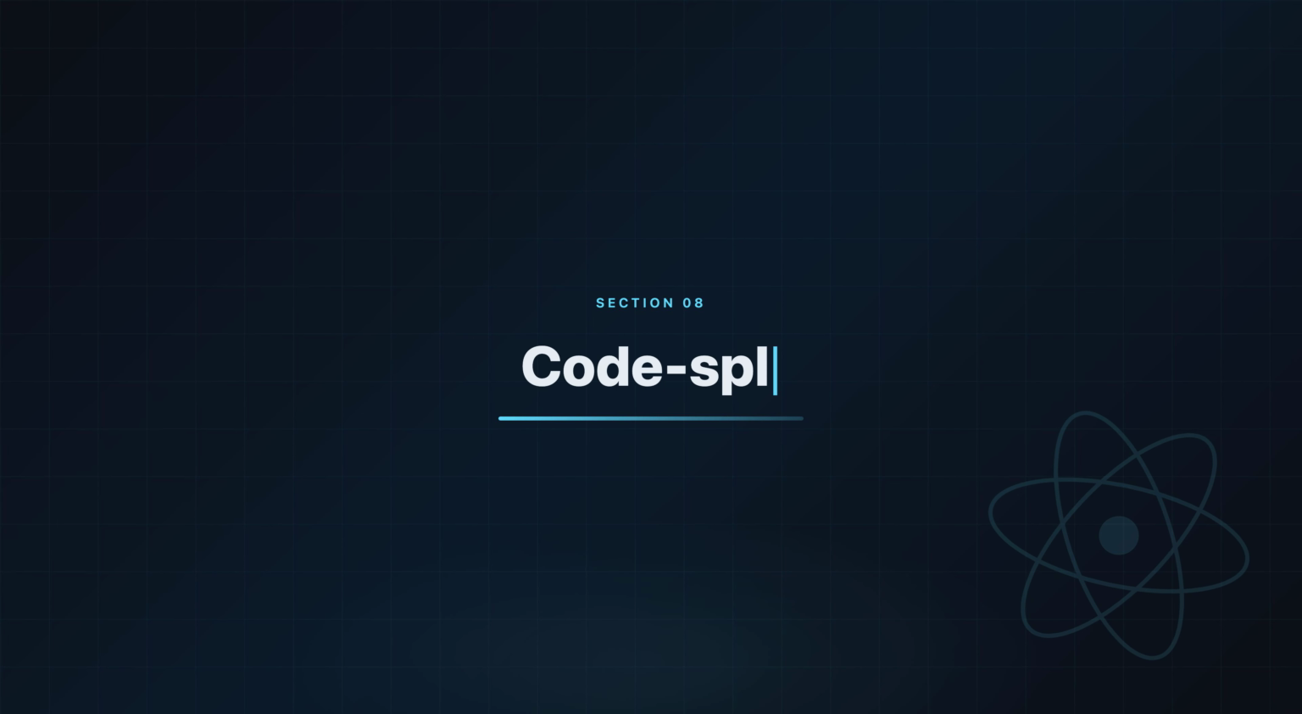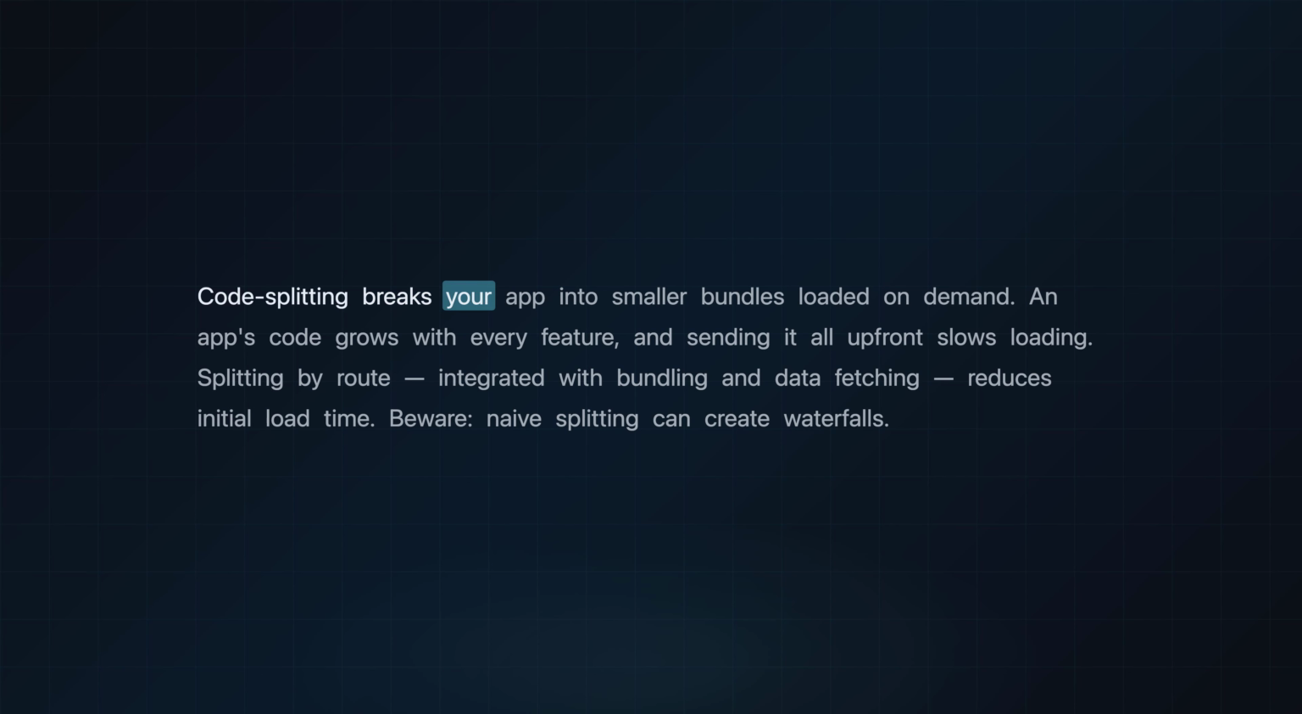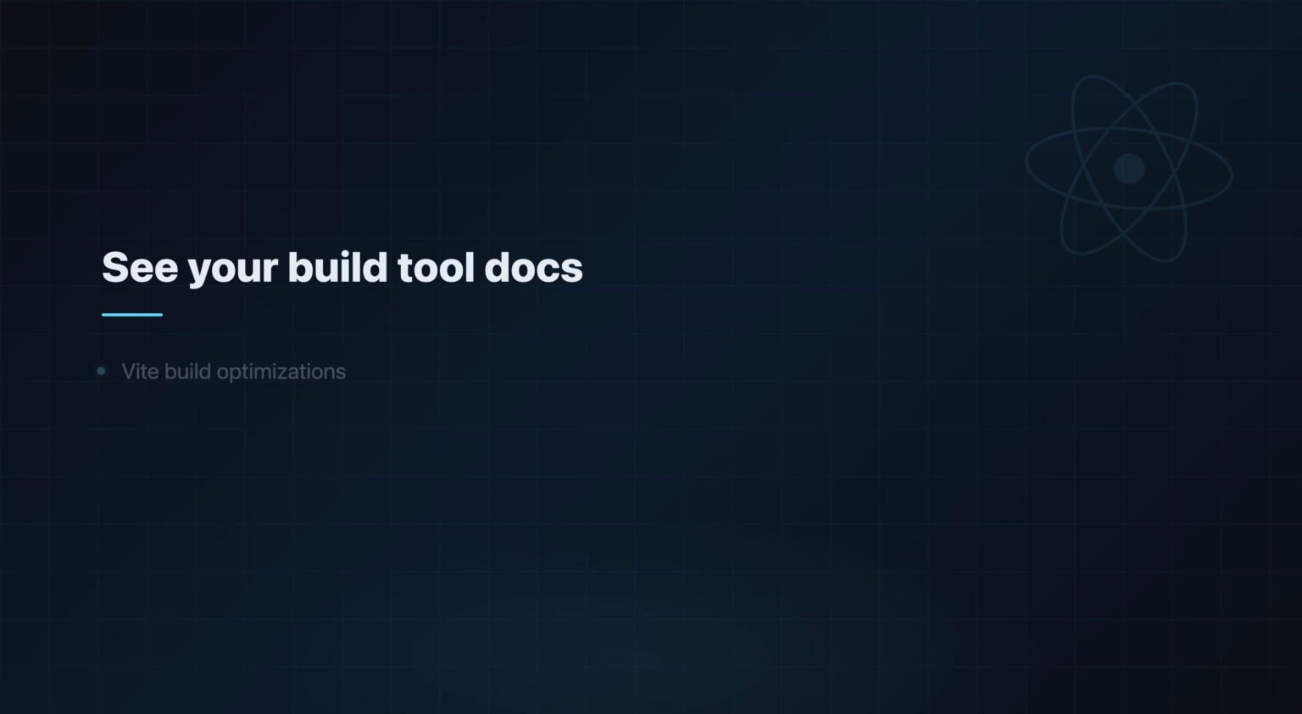Code splitting. Code splitting breaks your app into smaller bundles loaded on demand. An app's code grows with every feature, and sending it all up front slows loading. Splitting by route, integrated with bundling and data fetching, reduces initial load time. Beware, naive splitting can create waterfalls. For code splitting instructions, see your build tool docs: Vite build optimizations, Parcel code splitting, and RSbuild code splitting.